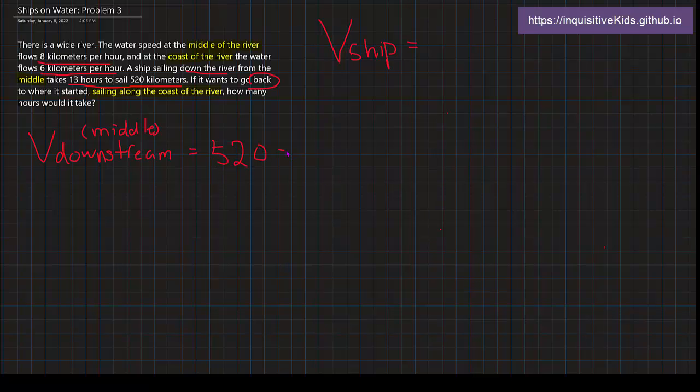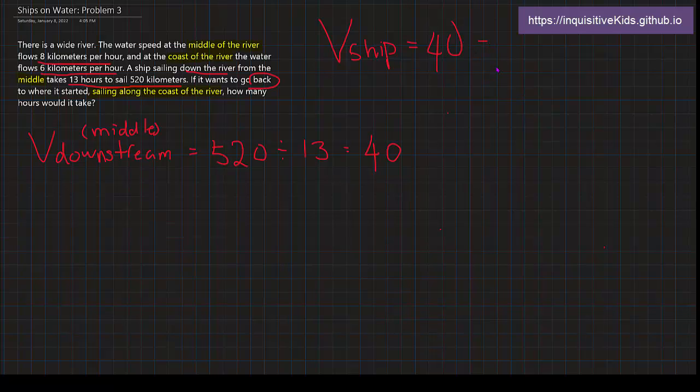And if you're not getting why we're dividing right now, I suggest you go down to the description box below and just quickly watch some of our other videos that will explain why. Anyways, 520 divided by 13 will give us 40. So our ship's velocity going downstream is 40 kilometers per hour.